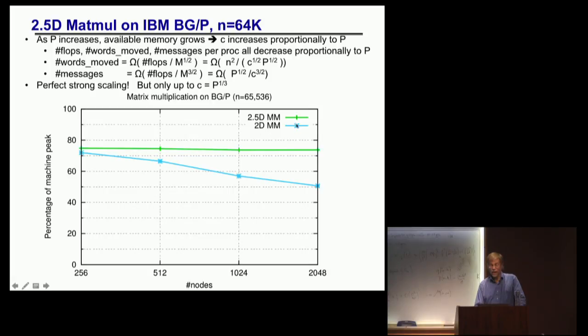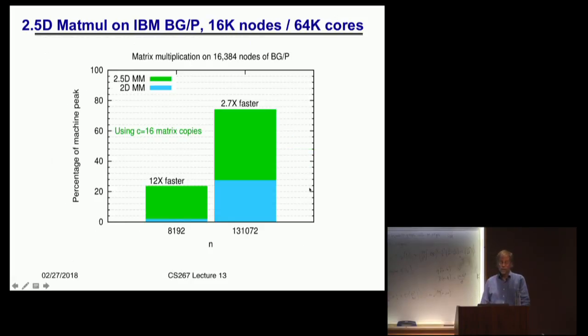Whereas if I use the algorithm which has one copy of the data, it's trailing off. It's getting slower because the communication is more expensive. So let me do a little more careful breakdown of this time. There's a speedup of a factor of 12 by doing this. Again, this is on 16,000 processors, for a small matrix, 8K by 8K, and a much larger matrix, 131K by 131K. And the vertical axis is, again, percent of machine peak, so up is good. The blue is the classical algorithm with one copy of the data. It's running at about 5% of machine peak.